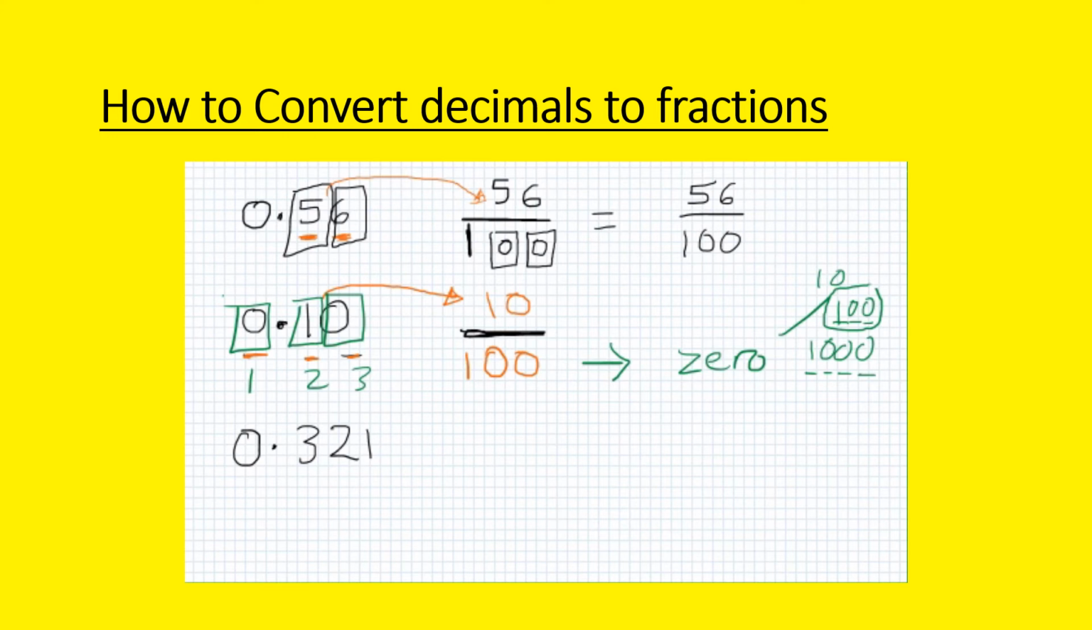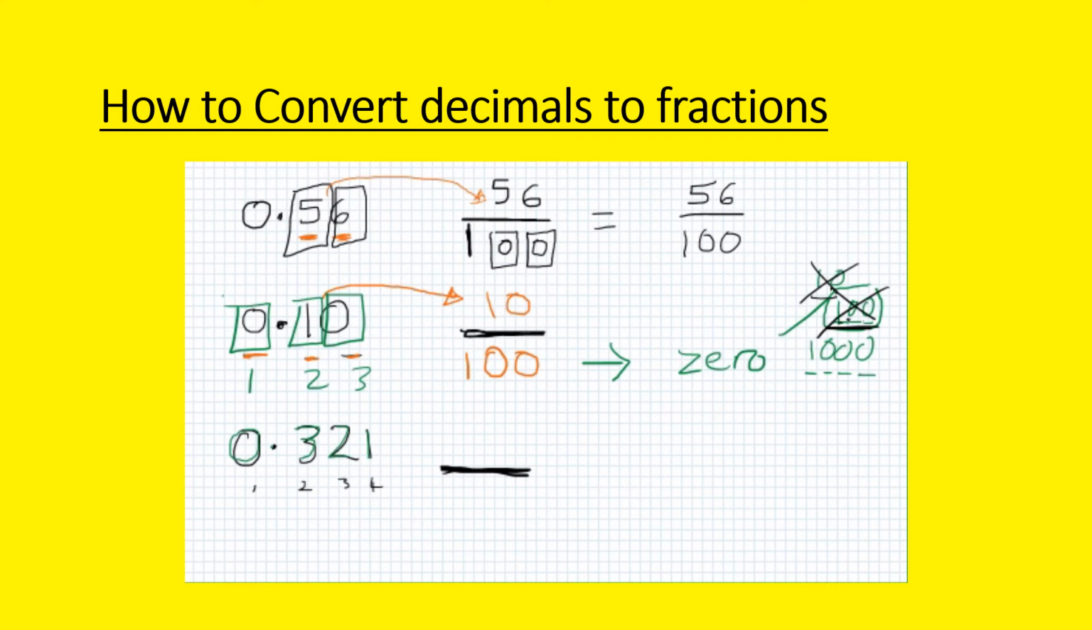So I've got the number 0.321. How am I going to change this to a fraction? So let's get my fraction ready. I need a denominator for the bottom. What am I going to use? Let's count how many digits I have. 1, 2, 3, 4. So am I going to use a 10? No, I can't because that's only got 2 digits. Am I going to use 100? No, because this has got 3 digits. So I can't use that.